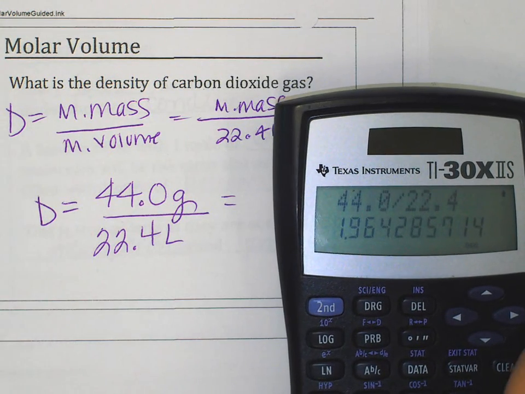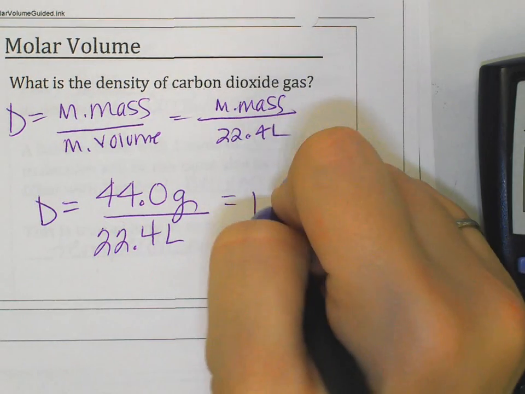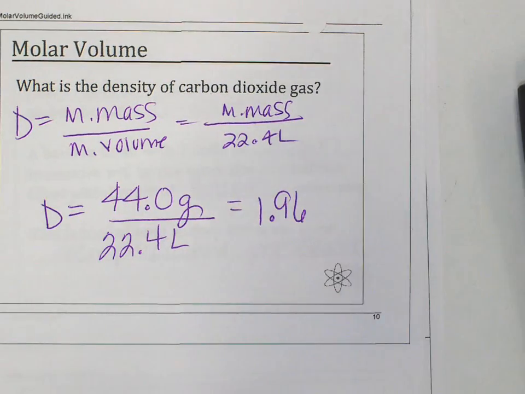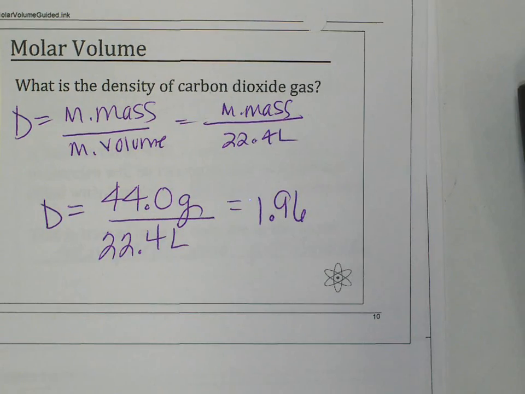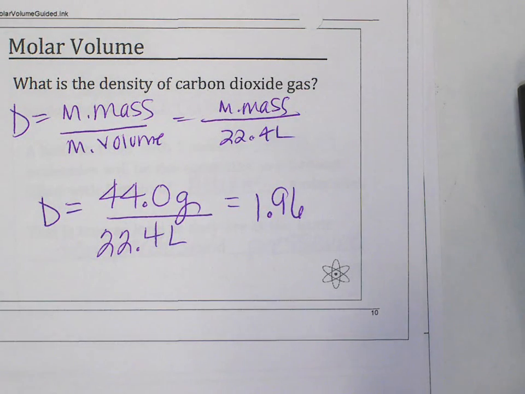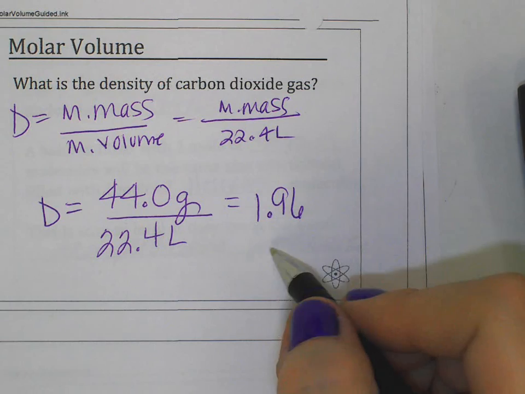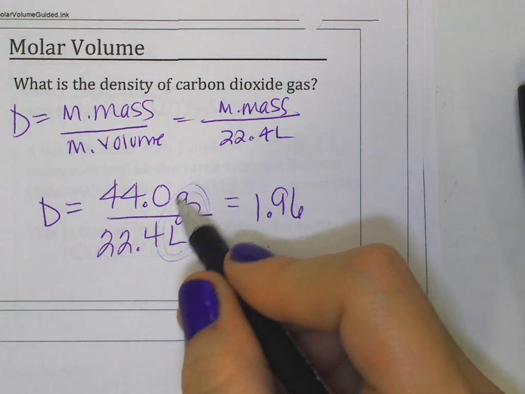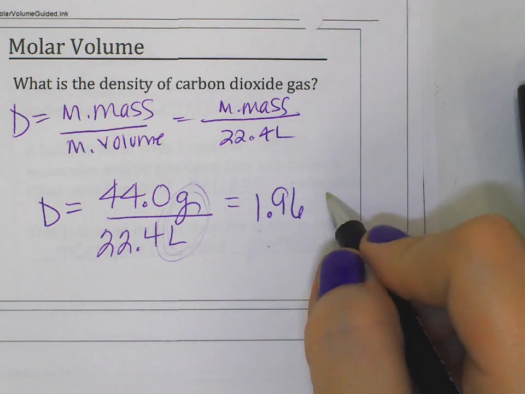I mean, just go with 3 sig figs all the time for these. There's nothing that we measured. These are both actual constants that we use on the periodic table. They're rounded, so just go with 3 sig figs. And my unit does not cancel out, so it's 1.96 grams per liter.